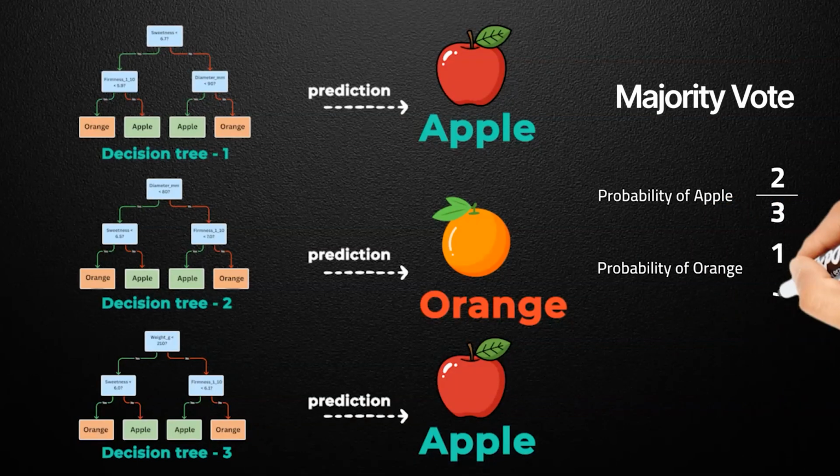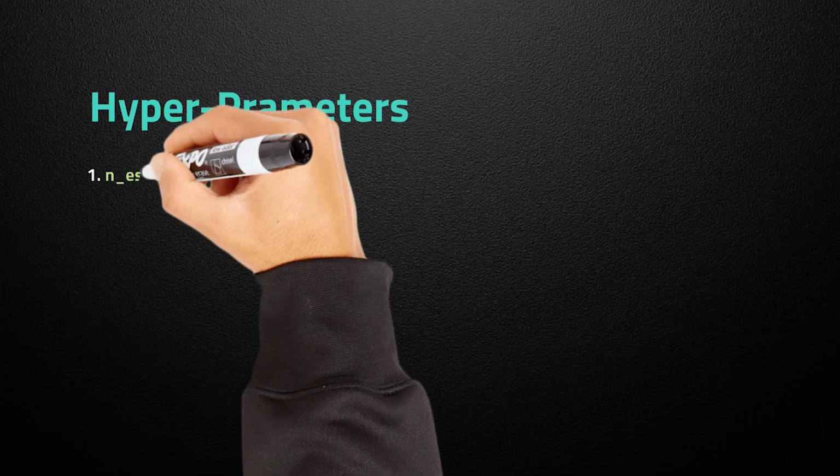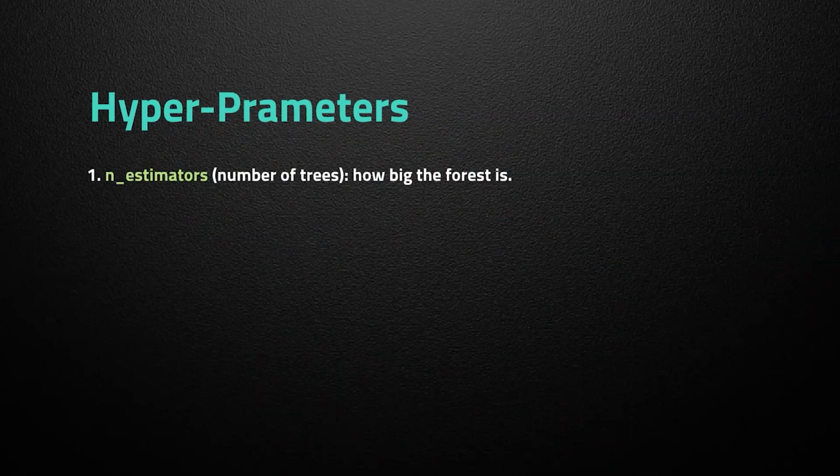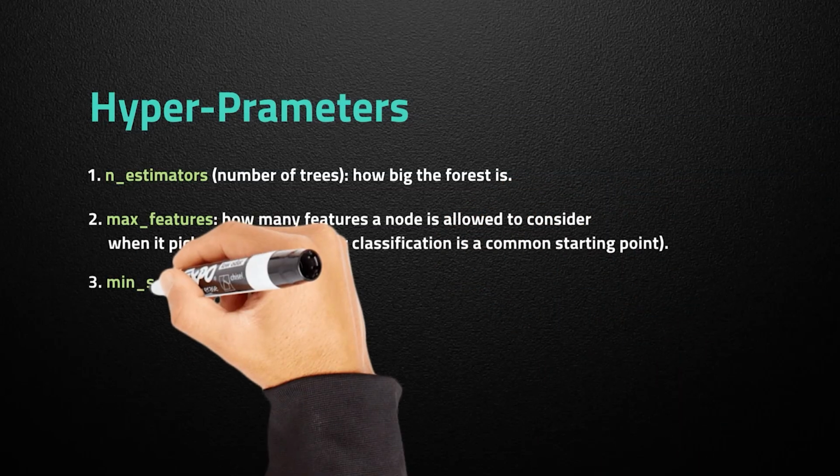When you train the random forest model, like any other machine learning model, you have certain knobs you can tune as a user to tweak how it learns. These are called hyperparameters. They're not learned from the data. They're settings you choose before training.